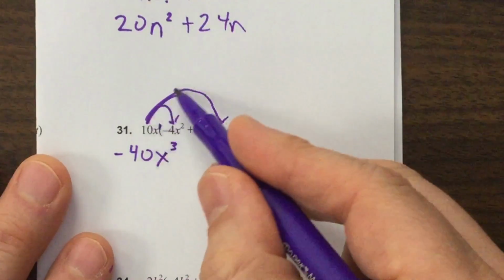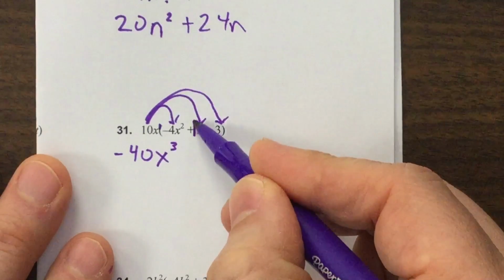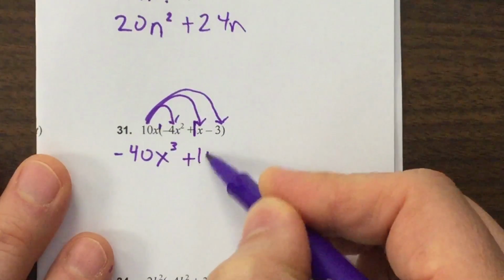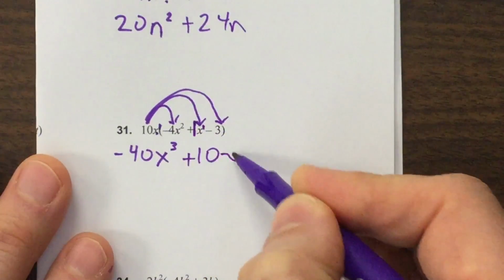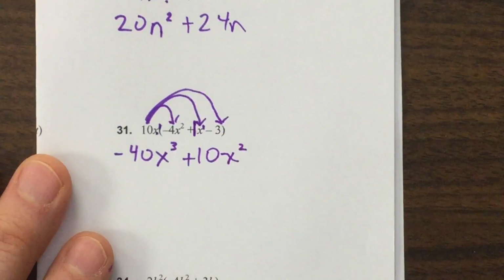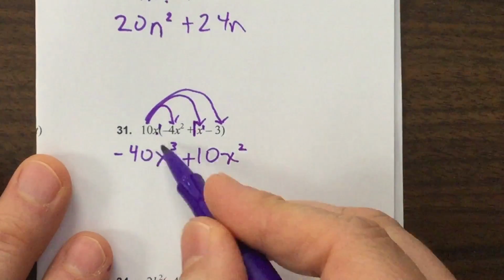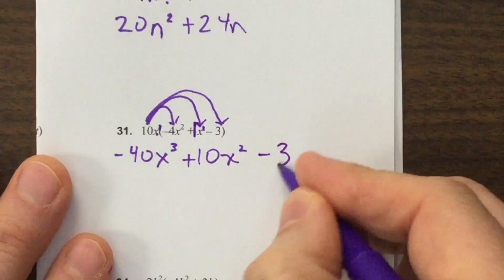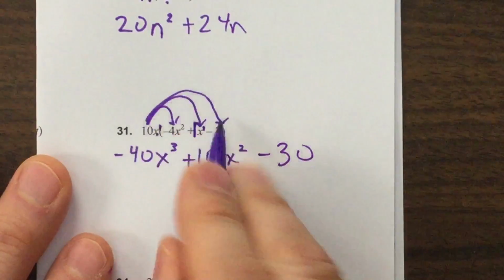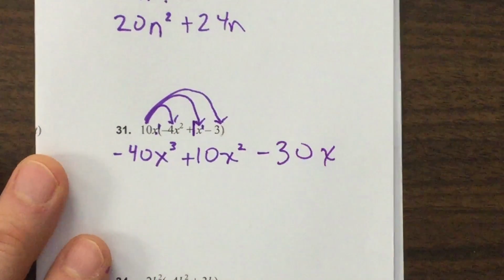Secondly, 10x times 1x. 10 times 1 is 10. X to the 1 times x to the 1 gives me x to the 2. And then lastly, 10x times negative 3. 10 times negative 3 is negative 30. There's an x on the 10 multiplying into that, so it's negative 30x.